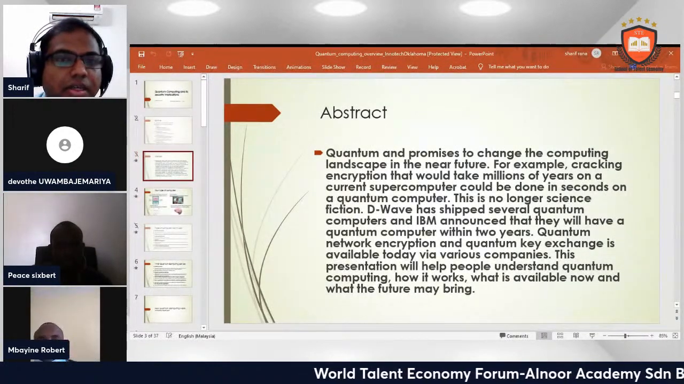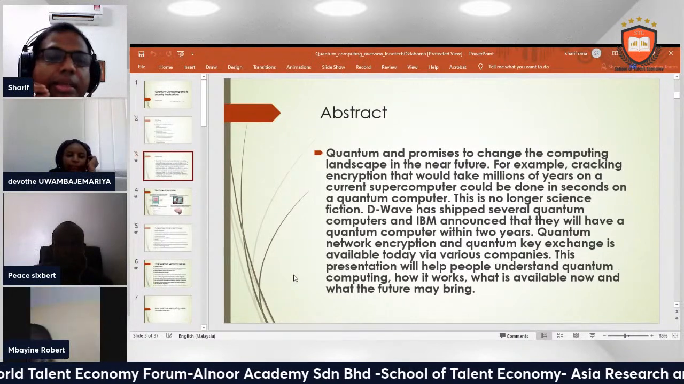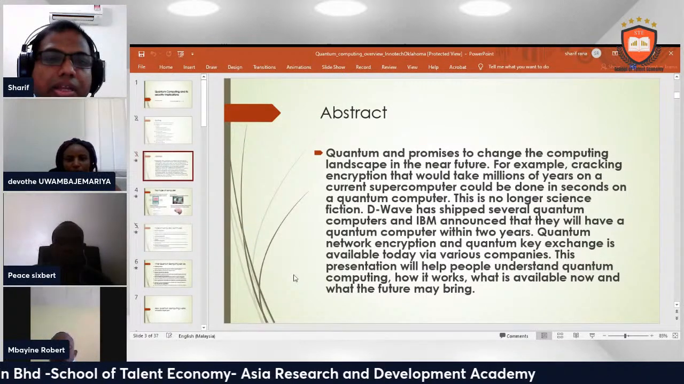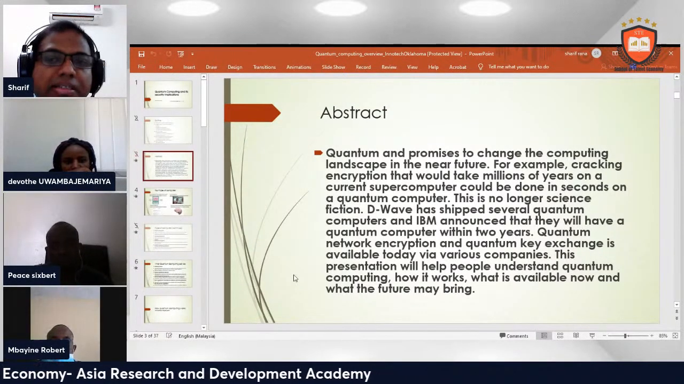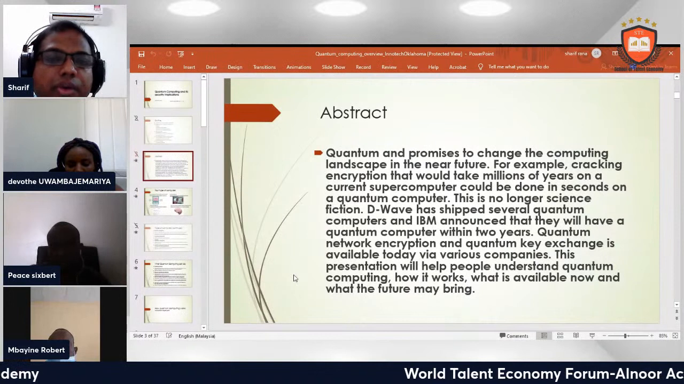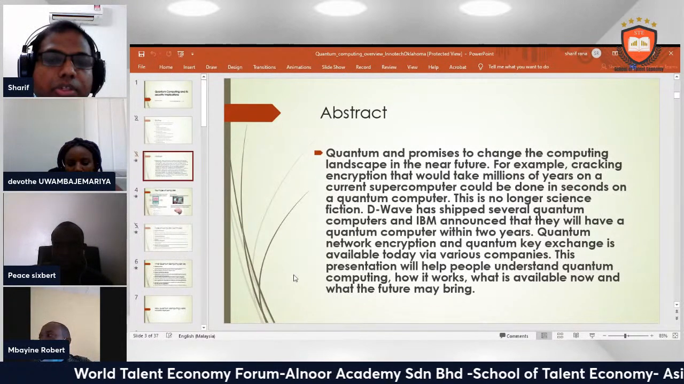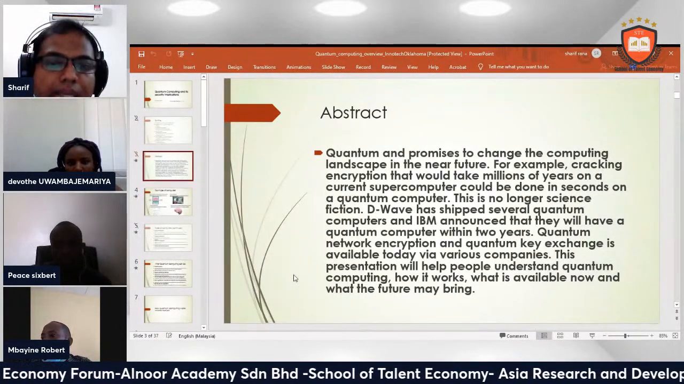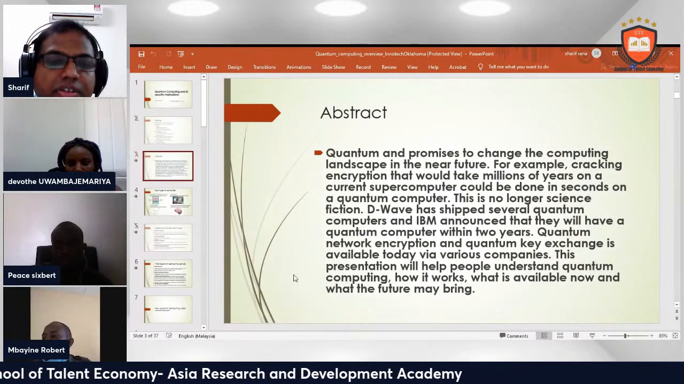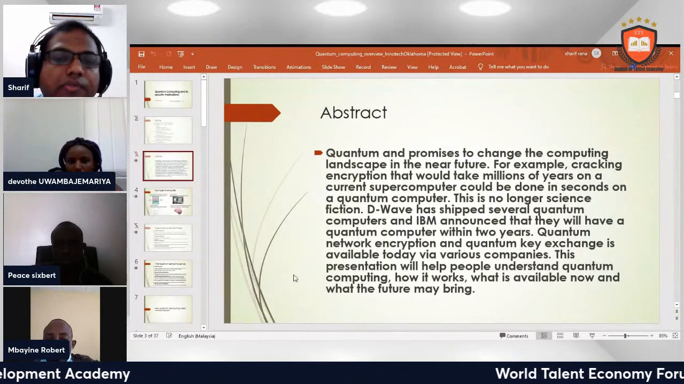Okay, thank you. So, quantum computing promises to change the computing landscape in the near future. For example, cracking encryption that would take millions of years on current supercomputers could be done in seconds on a quantum computer. This is no longer science fiction. Several quantum computers have been built, and IBM announced that they will have a quantum computer within 2 years. Quantum network encryption and quantum key exchange are available today via various companies. This presentation will help people understand quantum computing, how it works, what is available now, and what the future may bring.